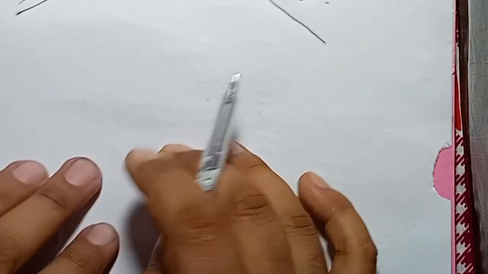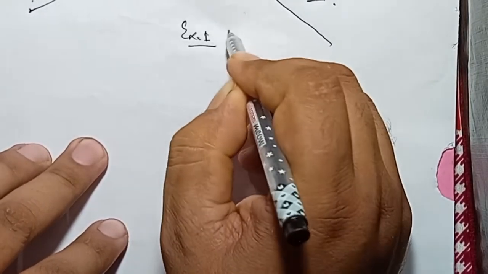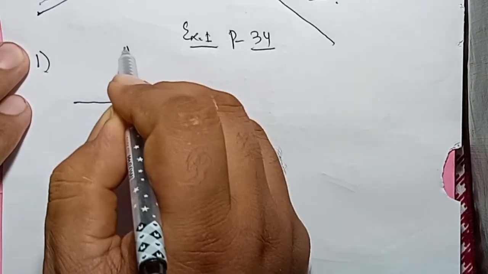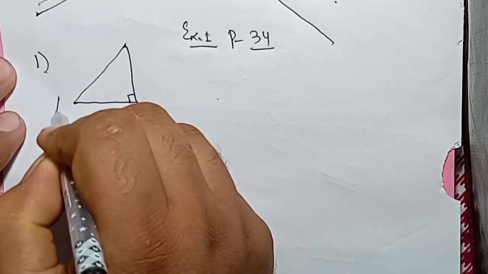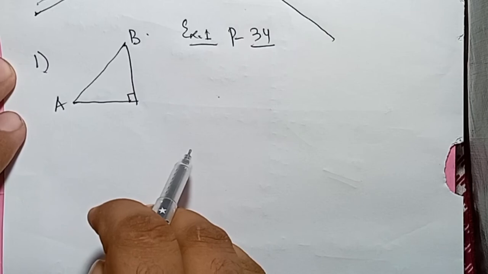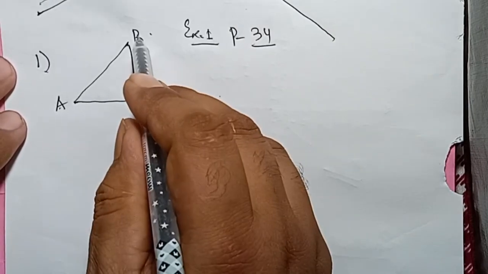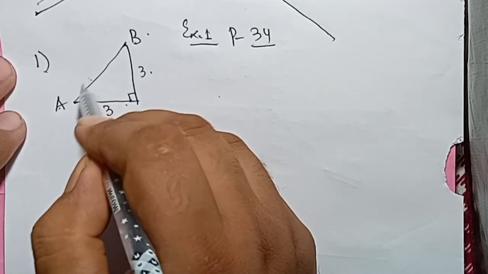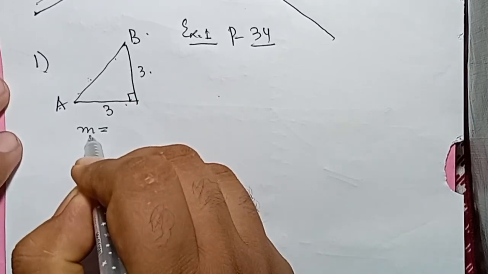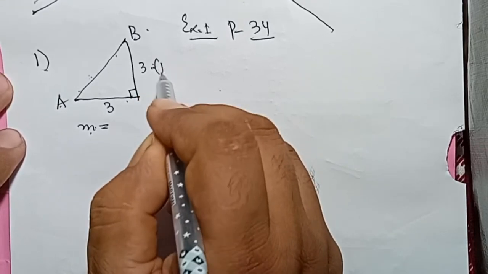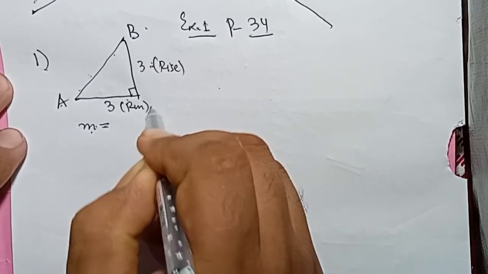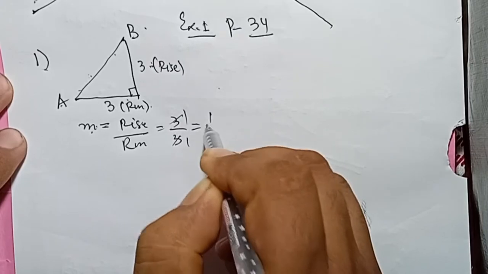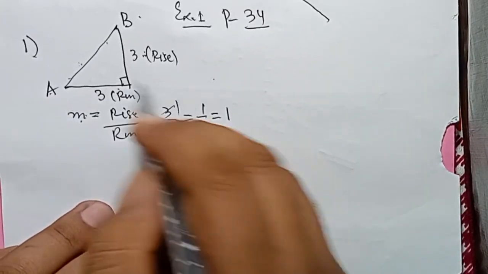Now you can see question number 1, exercise 1, page 34. There is a triangle type shape like this. You can read the question: find the gradient of the straight line joining A to B. So I have to find the gradient of AB. I can write m is equal to, m means gradient, rise by run, that is 3 by 3, which is 1 by 1, that we can write as 1. This is the solution of the question.